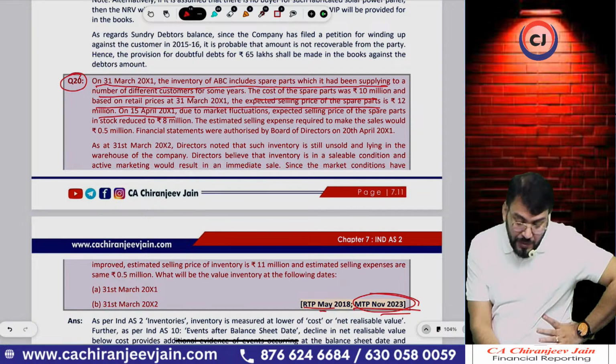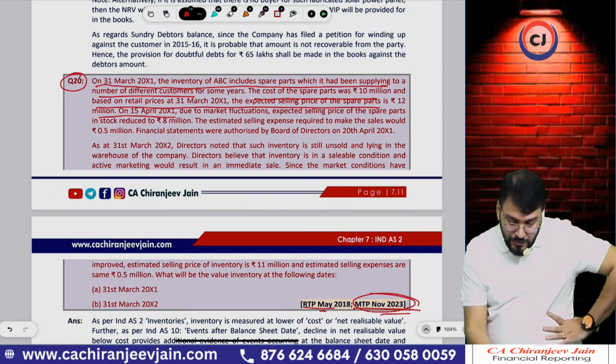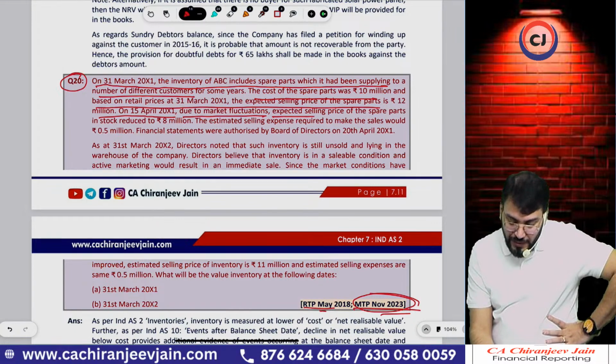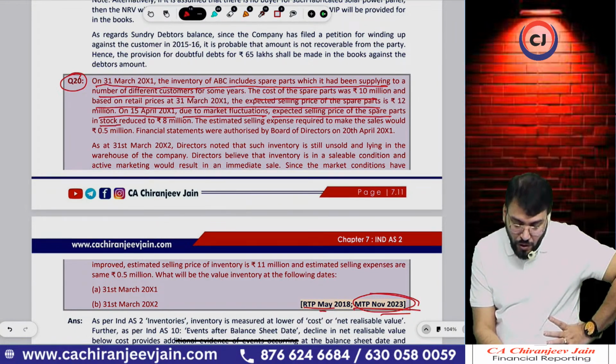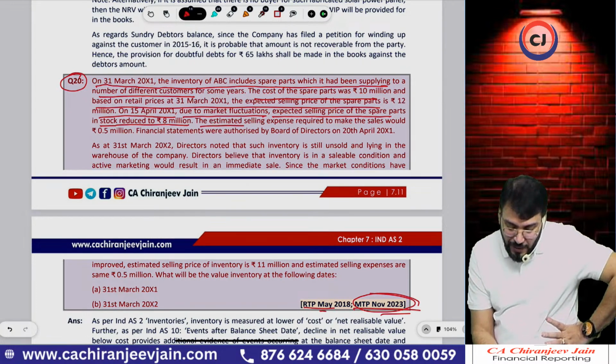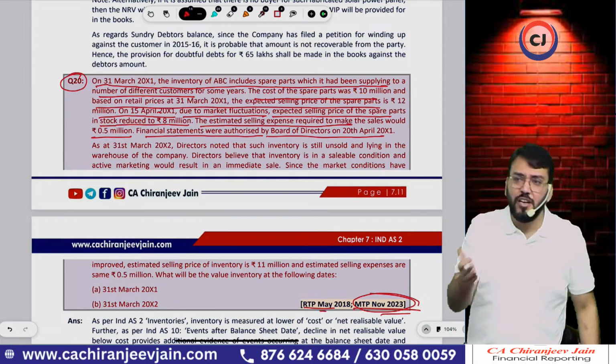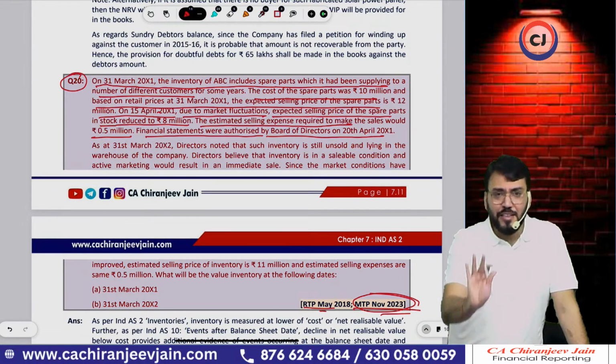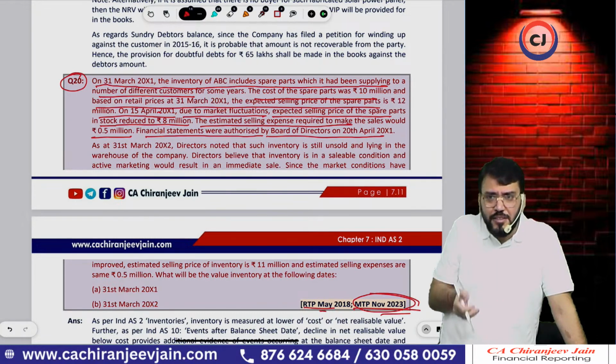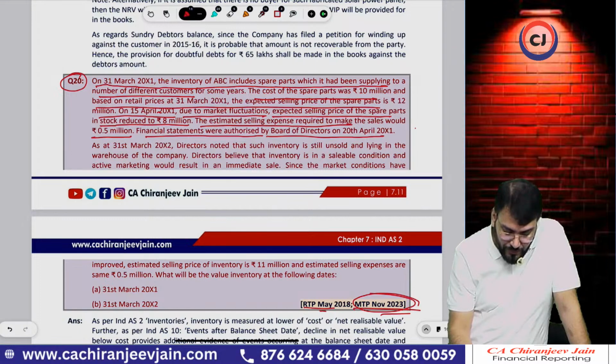On 15 April, due to market fluctuation, the expected selling price of the spare part in stock reduced to 8 million. The estimated selling expense required to make the sale would be 0.5 million. Financial statements were authorized by the Board of Directors on 20 April. So 15 April and 20 April are events occurring after the balance sheet date. Adjusting or non-adjusting? Adjusting. So what will be the NRV? 7.5 is the NRV. What is the cost? 10. What is the write-down? 2.5 is the write-down.